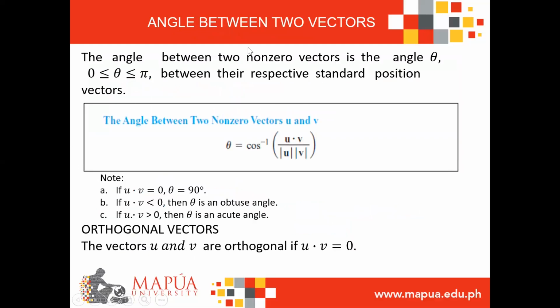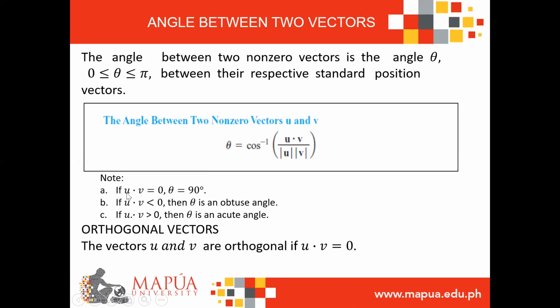One of the applications of dot product is finding the angle between two vectors. So by definition, the angle between two non-zero vectors is the angle theta from 0 to pi, or 0 less than or equal to theta less than or equal to pi, between their respective standard position vectors. The angle between two non-zero vectors u and v can be found by the formula theta equals inverse cosine of quantity u dot v over the product of the magnitudes of the two vectors u and v.